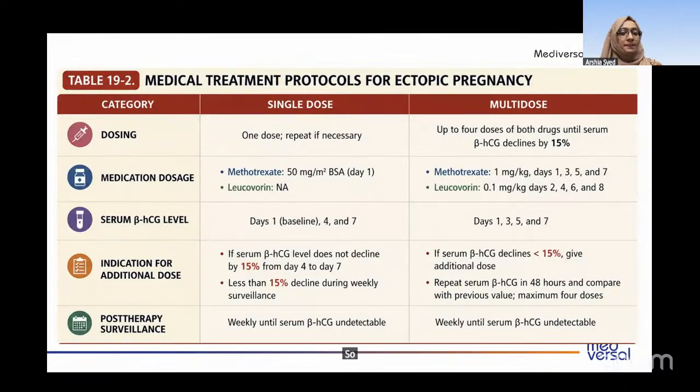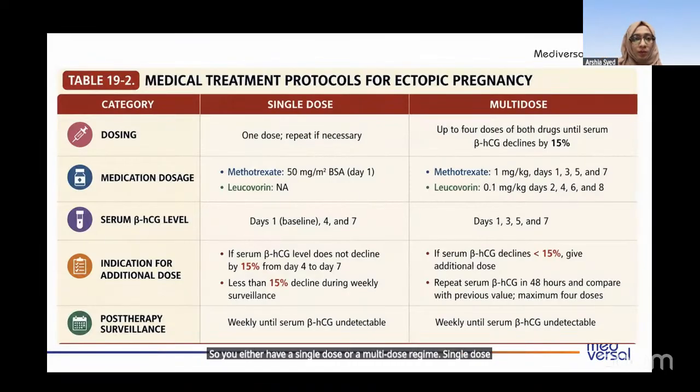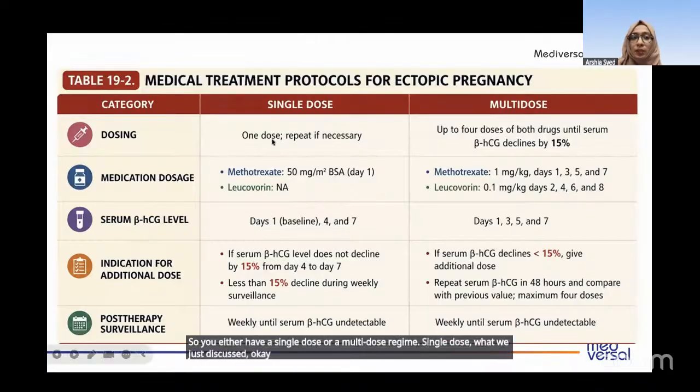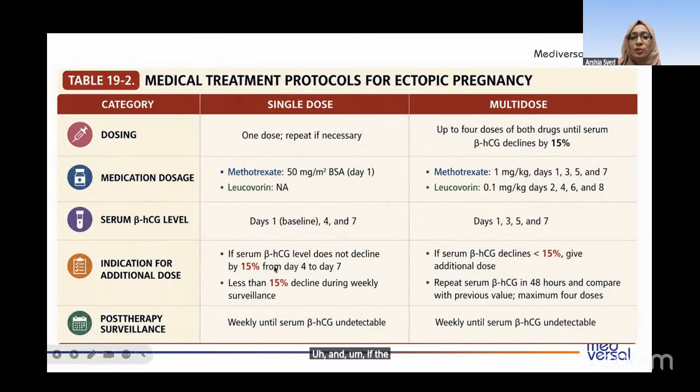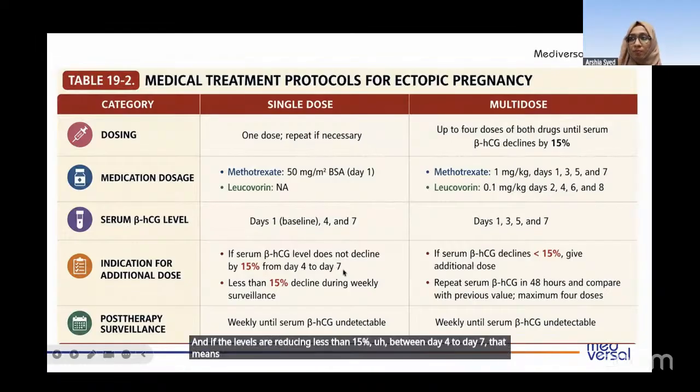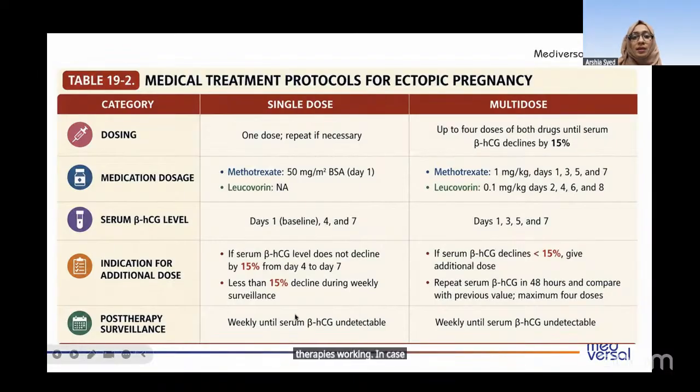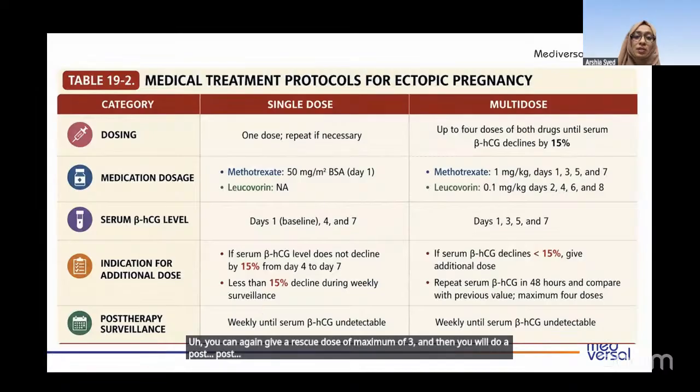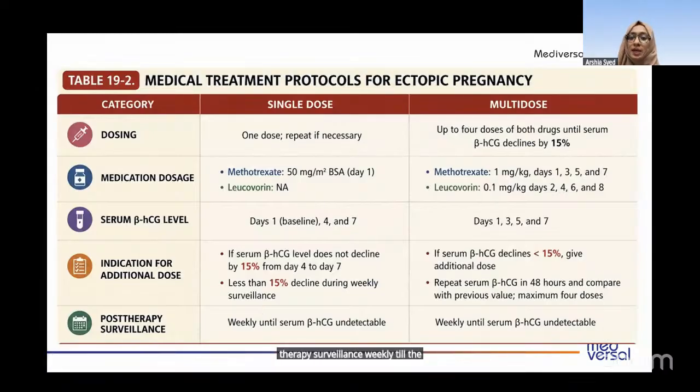So you either have a single dose or a multi-dose regime. Single dose, what we just discussed. You give a single dose, then you repeat beta-HCG on day 4 and 7. If the levels are reducing by more than 15% between day 4 to day 7, that means your therapy is working. In case it is not declining, you can again give a rescue dose, maximum of 3, and then you do a post therapy surveillance weekly till the beta-HCG becomes undetectable.